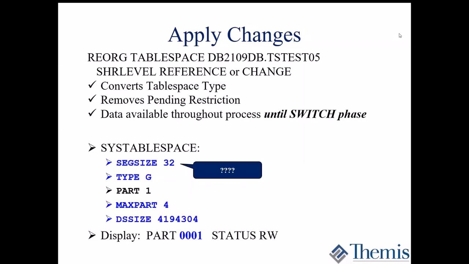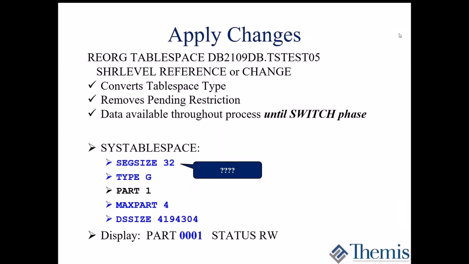All right. During the switch phase, the table space type is converted, the pending restriction is removed, and the data is available throughout the process until you get to that switch phase. And we've got to talk about some of the other consequences of this in just a minute.